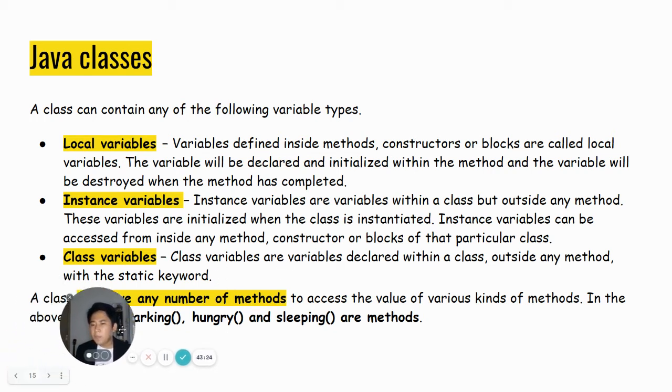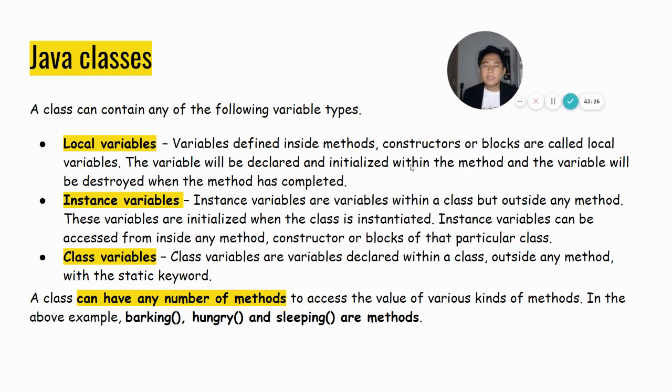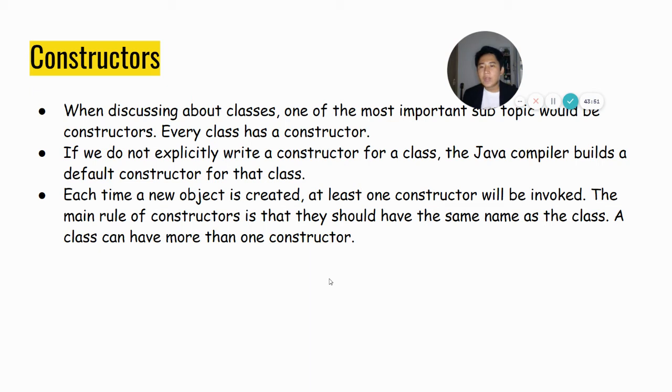Okay, so we will not be discussing this for now because we have a separate discussion about these variables. A class can have any number of methods. To access the value of various kinds of methods, you can use this barking, hungry, and sleeping. These are methods.